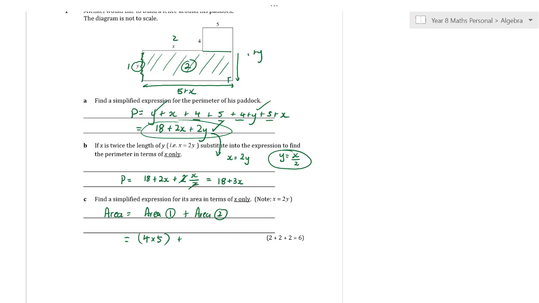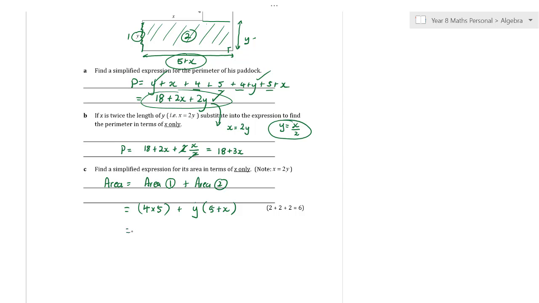Now the area 2, can you see over here, this distance here is y. And this distance over here is 5 plus x. So we're going to have to multiply y by 5 plus x. So let's go ahead and expand this out and simplify now. So 4 times 5 is 20. 5 times y is 5y, and x times y is xy.